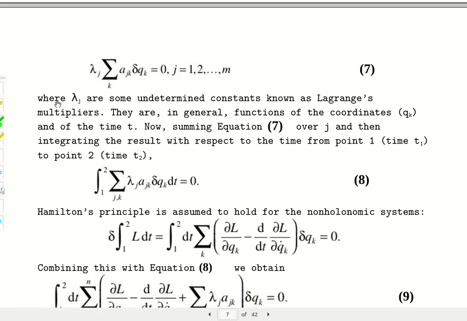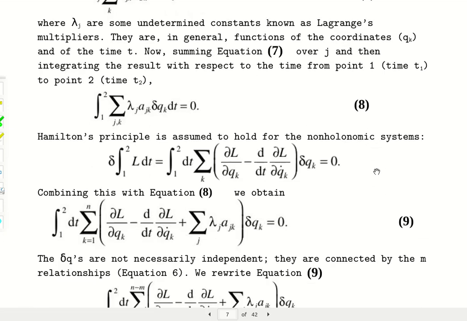Now if we integrate this equation from time t1 to time t2, the right hand side will be 0 and the left hand side will be the integration of this thing, and dt is there because we are integrating over time. Here the time is not virtual, it is real time, t1 to t2. We want to see how the system evolved from time t1 to time t2. So the integration has been done, this is equation number 8.